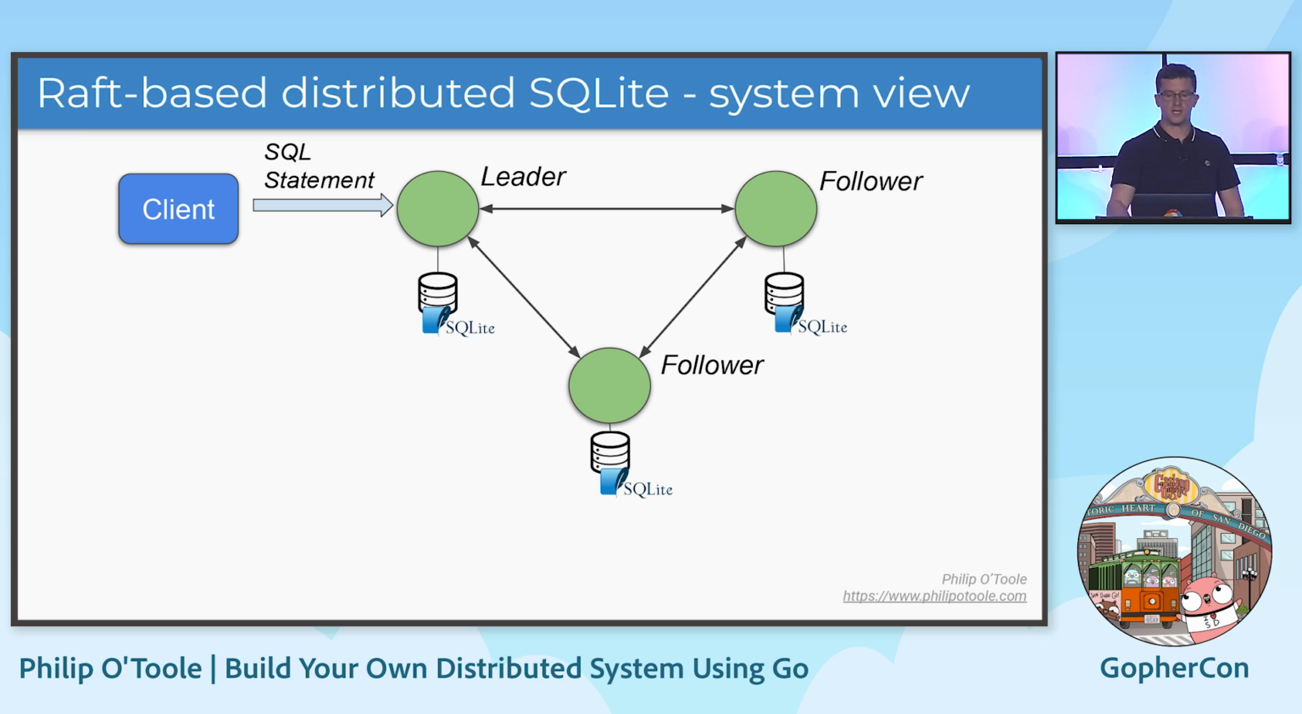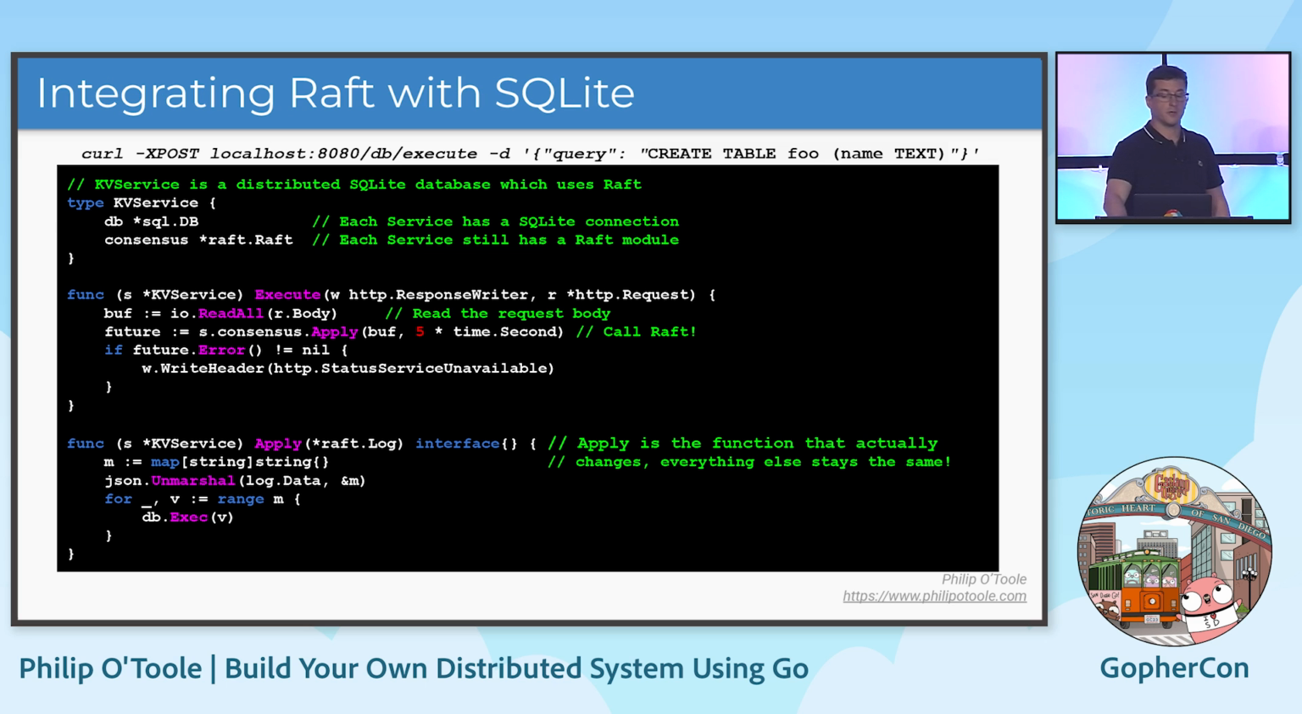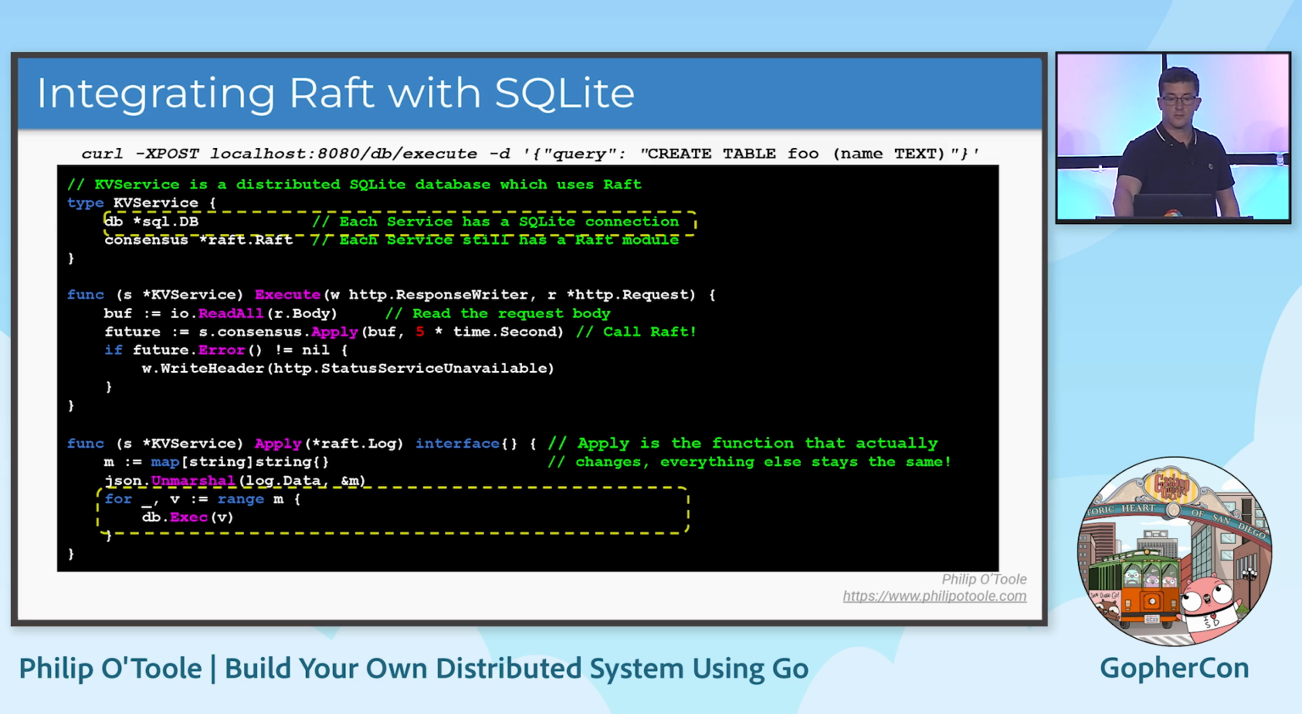Let's look at how the code has changed now that we've swapped out BoltDB for SQLite, and let's look at what hasn't changed. Again, at first glance, it looks quite similar. Let's look at what's changed. Instead of having a handle to BoltDB, we simply now have a handle to SQLite. And in the apply function, instead of calling functions on the BoltDB instance, we make calls to the standard Go library to execute the SQL statement.